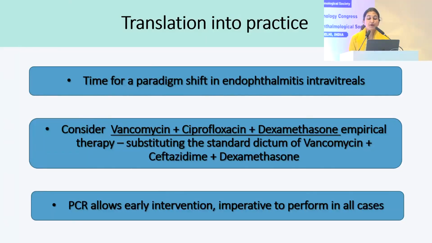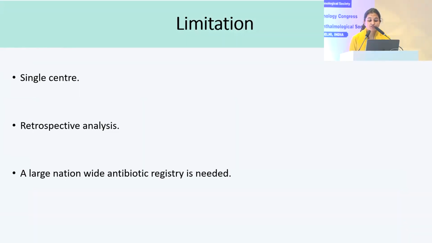So it is time for a paradigm shift in intravitreal therapy for endophthalmitis, and therefore we should consider vancomycin, ciprofloxacin, dexamethasone as empirical therapy, which substitutes the standard dictum of vancomycin, ceftazidime, and dexamethasone. PCR also allows early intervention, which is imperative to perform in all cases. The limitations of our study are that it is a single center study with a retrospective analysis, and a large nationwide antibiotic registry is important.